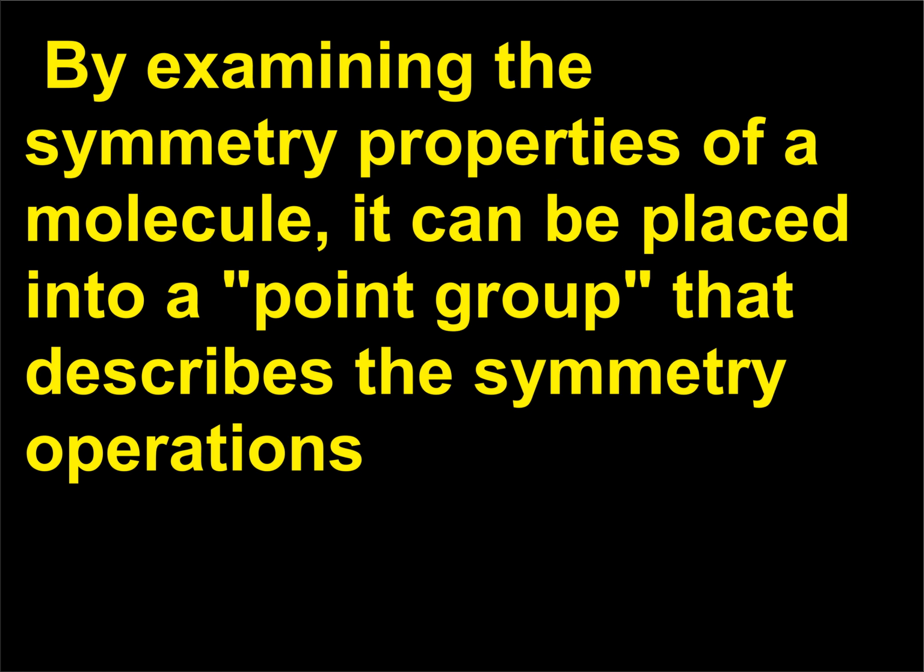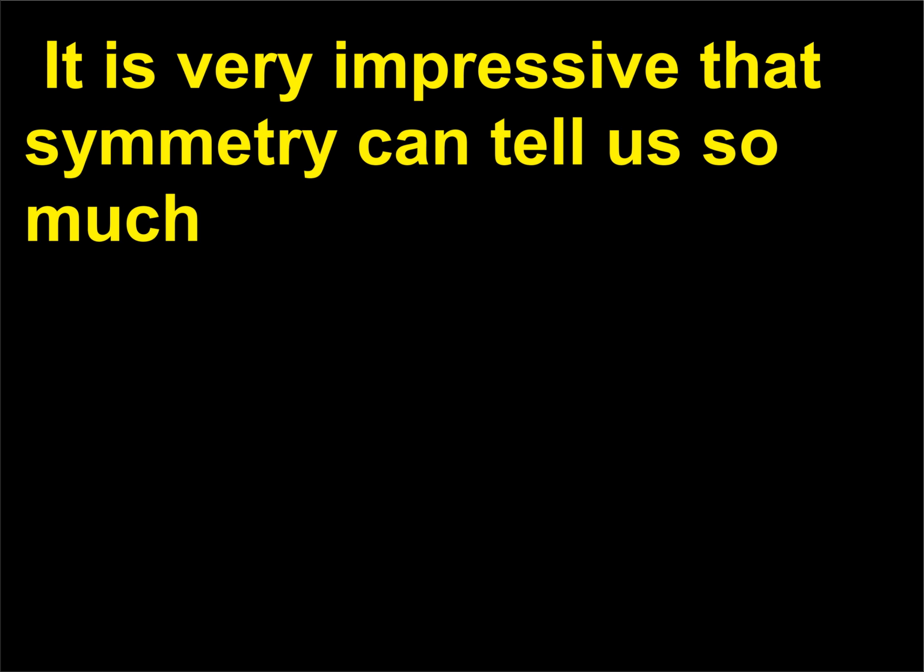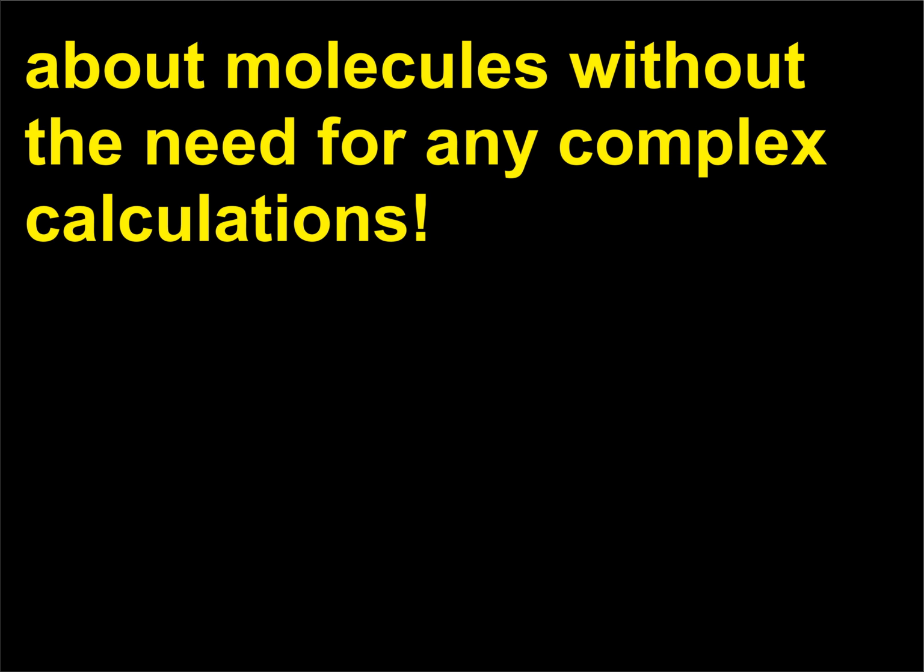Group theory allows chemists to understand an impressive number of molecular properties, including the spacing of energy levels of the orbitals in a molecule, the symmetry of the molecular orbitals, the types of transitions that can occur, like vibrational and electronic excitations, and what the delocalized vibrational motions of a molecule look like. It is very impressive that symmetry can tell us so much about molecules without the need for any complex calculations.